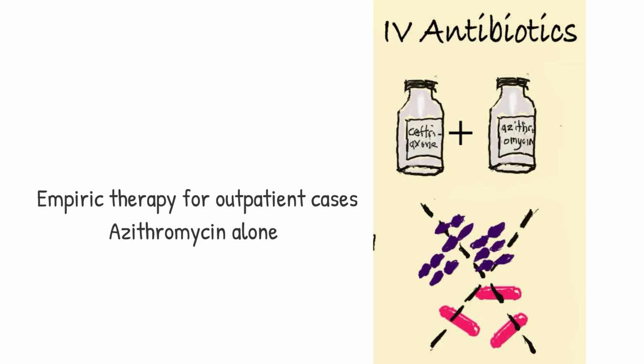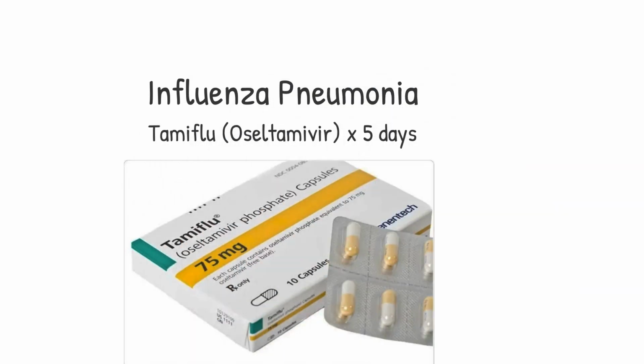The duration of therapy depends on the patient's response. The trend is toward shorter antibiotic courses. The minimum treatment for community-acquired pneumonia is 5 days, and most practitioners continue for 7 days. In patients diagnosed with influenza virus by PCR or antigen test, Tamiflu, oseltamivir, 75 milligrams daily, is recommended for 5 days, and has been shown to reduce the severity of influenza pneumonia.